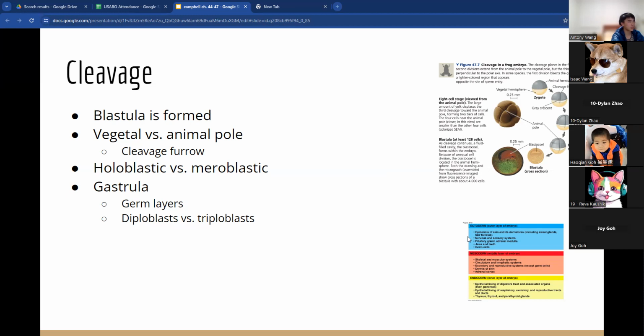Gastrula, germ layer. We talked about germ layers before. It's fine. Diploblast for the triploblast. It's in the name.